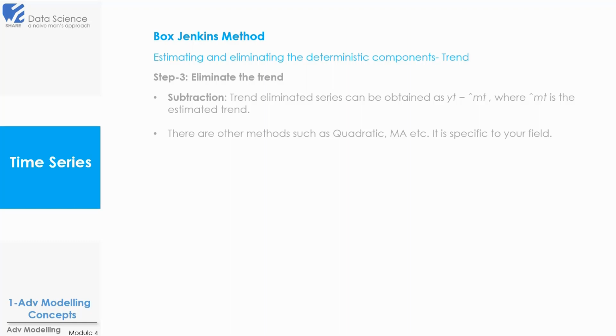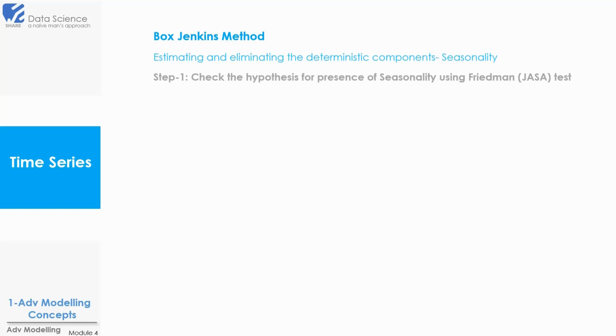After estimating and eliminating the trend, we will go for the second deterministic component, that is seasonality. So again, before estimating the seasonality, we will check for the presence of seasonality using a hypothesis test. So we will use the Friedman test to detect this seasonality. Now I am skipping the details as all these things will be done by R. However, if you are curious about it, then you can Google it and you can get to know more about it.